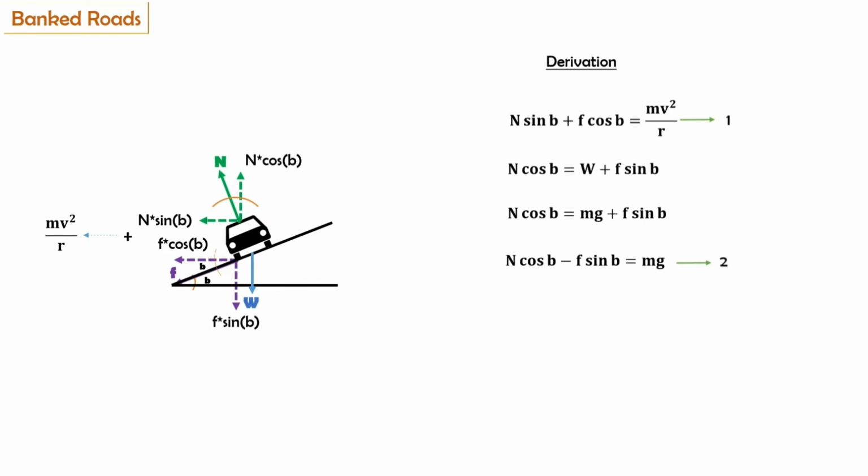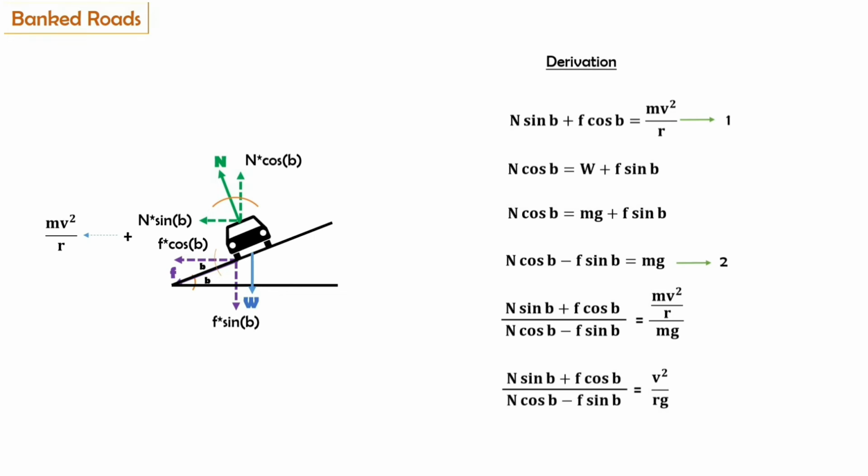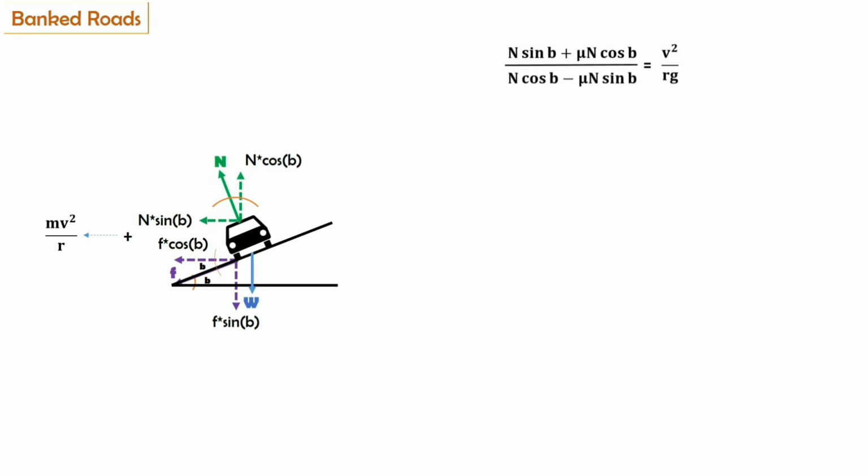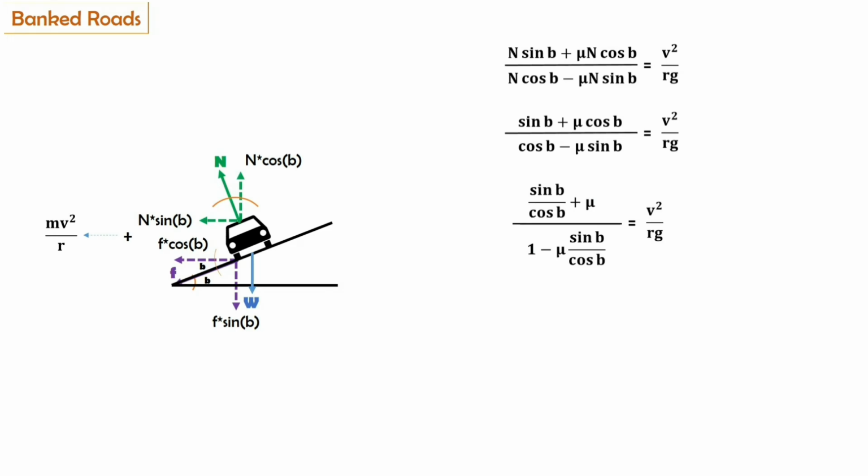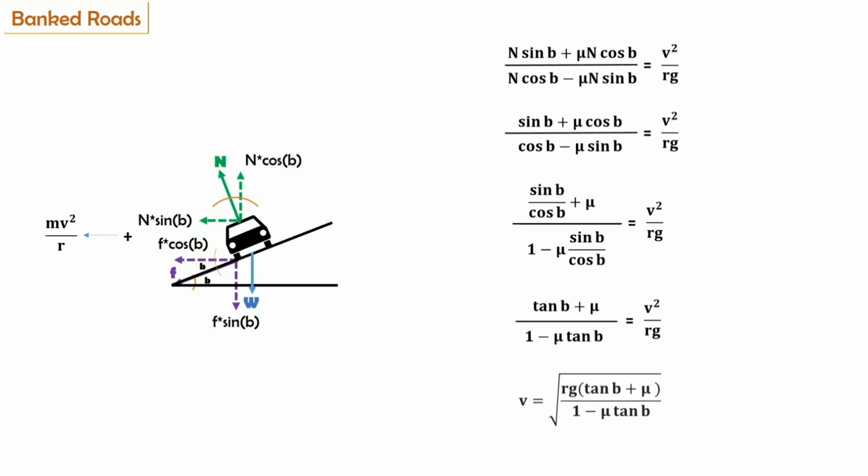Now let's divide equation number 1 by equation number 2. So we'll get an expression like this. Here m and m get cancelled, which will lead to this expression. Now we know that F is equal to mu into N. Substituting that in our equation, we'll get this equation. And by taking N common and cancelling this, we'll get this equation. Now by dividing by cos B in the denominator and numerator, we'll get an expression like this. And we know that sin B by cos B is equal to tan B. Now if we write this equation for v, we will get v is equal to root over rg of (tan B plus mu) divided by (1 minus mu tan B). This is the expression for velocity.